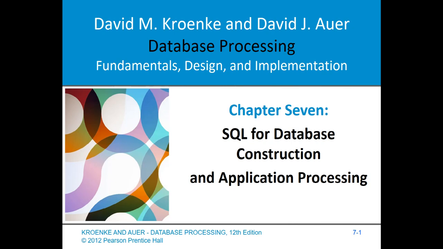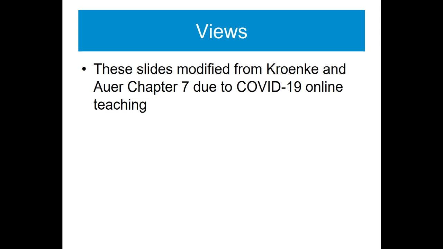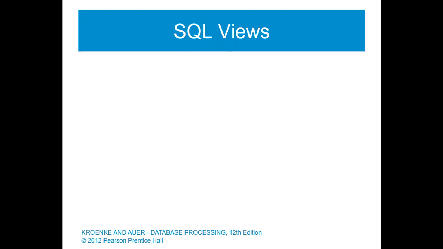Okay, database, COS 300. We continue to be in Chapter 7 of the Kroenke book. And in particular, this talk will be on views. These slides were modified from the Kroenke Chapter 7 slides, which you can download in their entirety due to the COVID-19 online teaching that we're doing. I've modified this section a bit, and I want to be sure to give Kroenke appropriate credit.